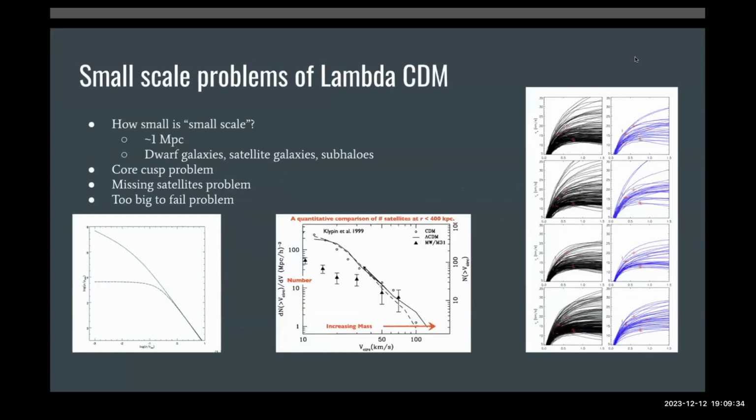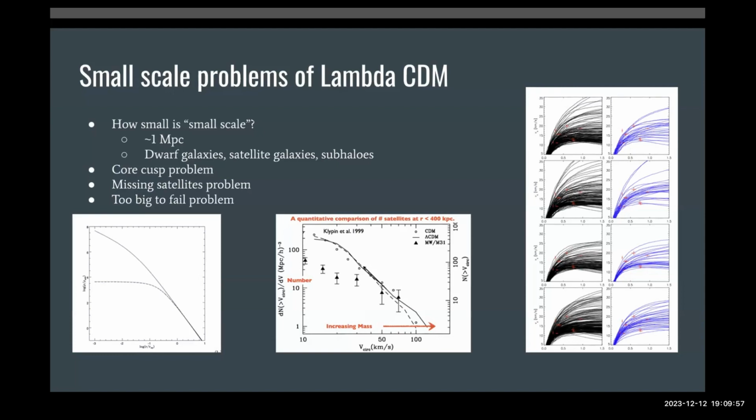Okay, so before we talk about the small-scale problems presented in the Lambda Cold Dark Matter model, we need to first address how small the small scale is, and this would be approximately 1 megaparsec or less. Structures that fall under this category tend to be significantly smaller than galaxy clusters, and such structures can include dwarf galaxies, satellite galaxies, and subhalos.